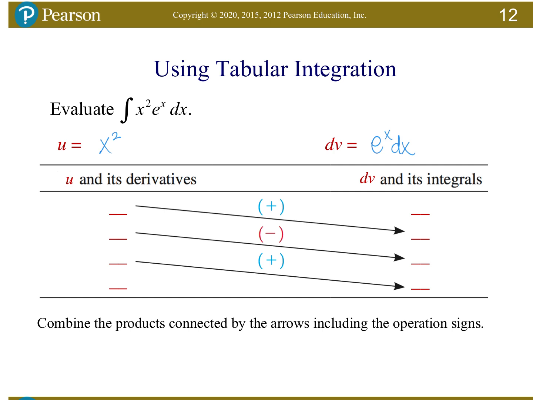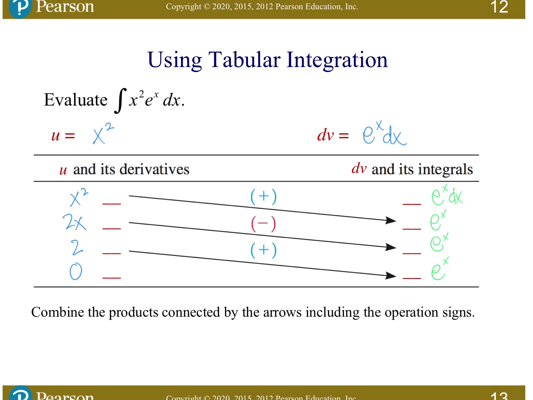All right, and we're going to take this through all the possible derivatives. So start with x squared, and then 2x, and then 2, and then 0. So take that all the way down. On the opposite side, we'll be doing e to the x dx, and its antiderivative is e to the x, and its antiderivative is e to the x, and its antiderivative is e to the x.